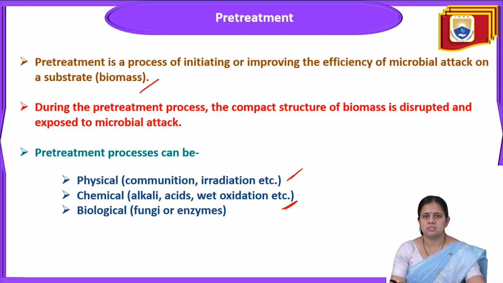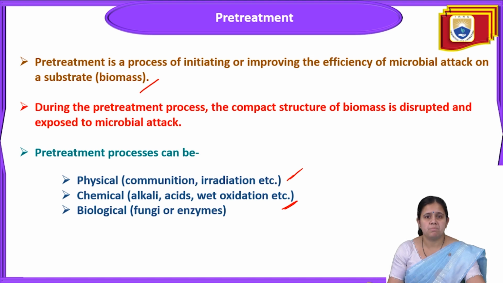Next is the biological treatment. In biological treatment, some fungi and enzymes are involved in the pre-treatment process. This pre-treatment is very much required for reducing the HRT, the hydraulic retention time of the whole reactor process, which is reduced when this type of process is done. When the pre-treatment has been completed for all the substrate that we add inside the chamber, it improves the efficiency of the microbial attacks either on a substrate or on a biomass.